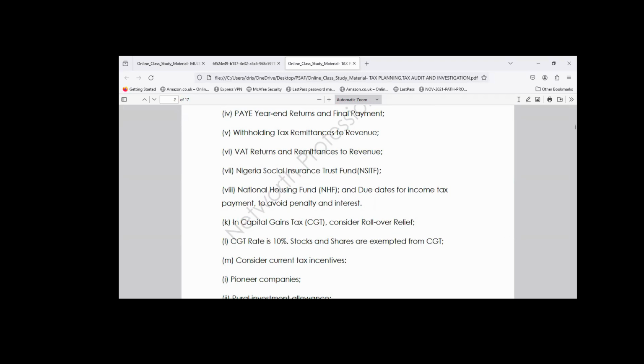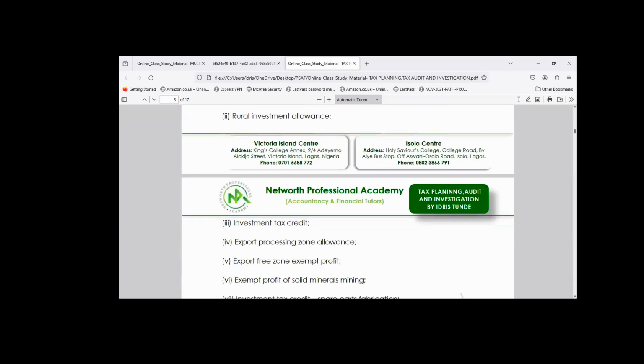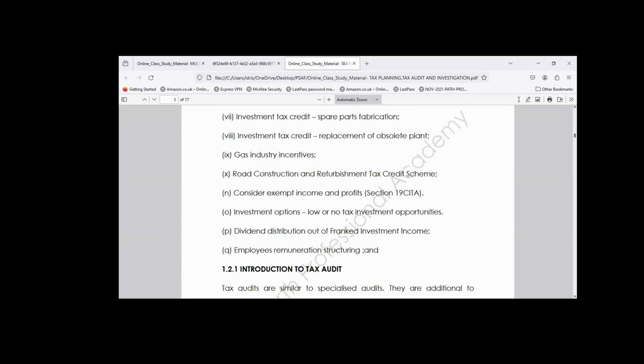All these are the tax planning checklists. Please, let's monitor them very well. At least let's know 10 tax planning checklists.